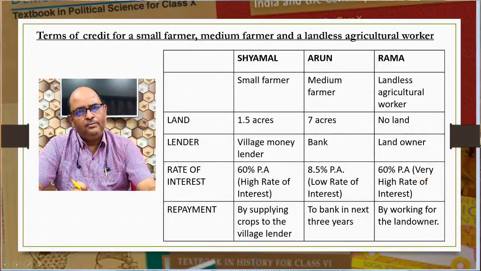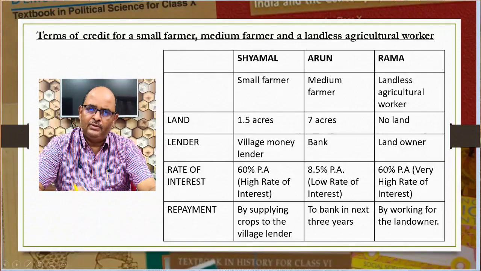Here you will find 3 different kinds of borrowers. The lenders are not the same in the 3 cases. The terms of credit are also different. So first they meet Shyamal. He has 1.5 acres of cultivable land. That means he is a small farmer.